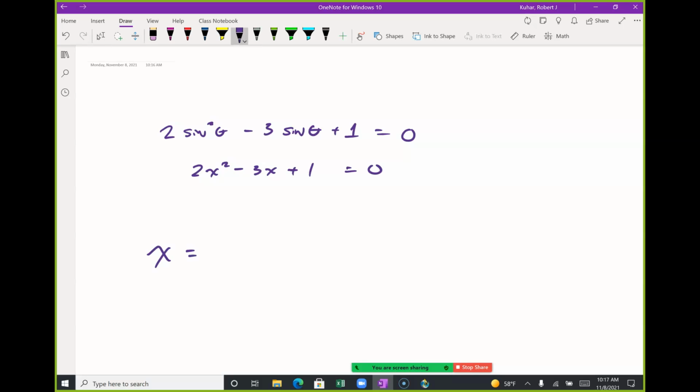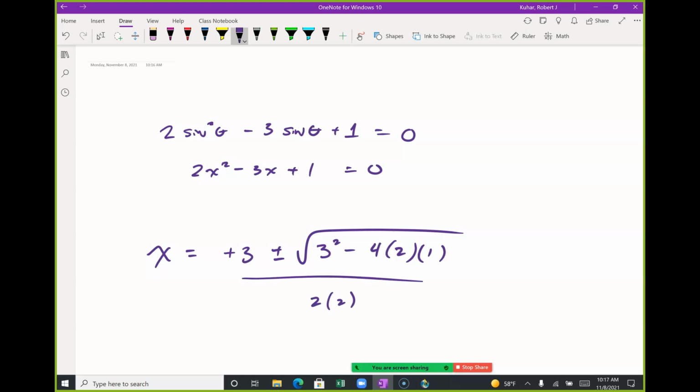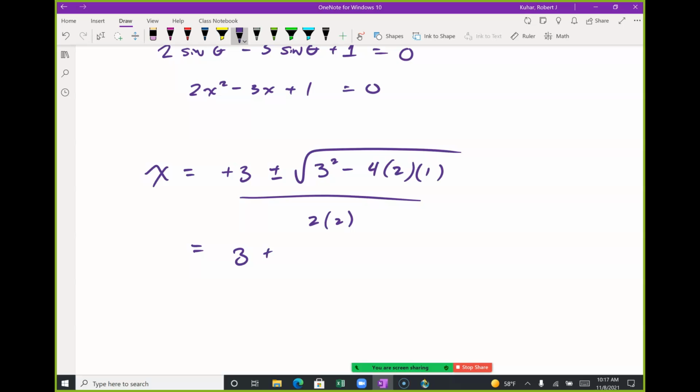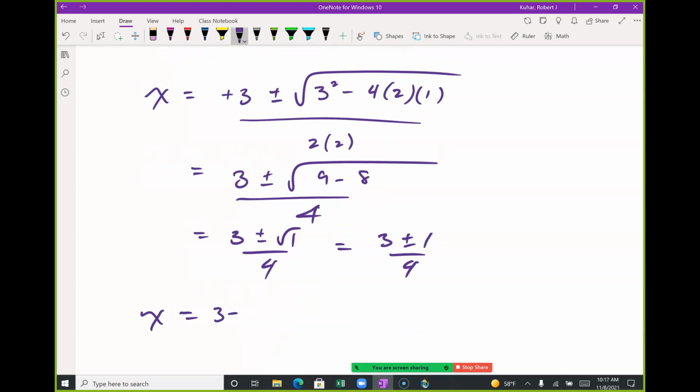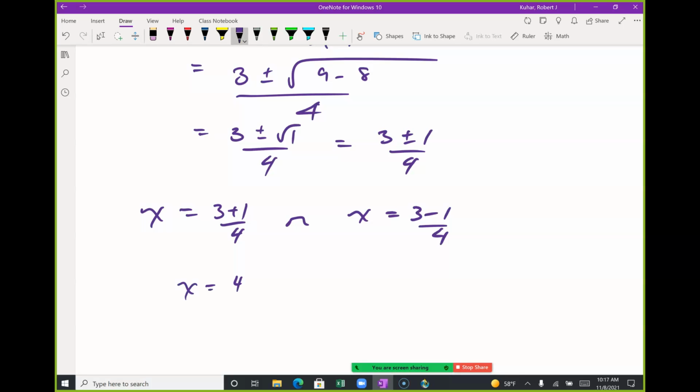So x equals minus b plus or minus the square root of b squared minus 4 times a times c all over 2a. So I get 3 plus or minus the square root of 9 minus 8 all over 4. Nice. 3 plus or minus the square root of 1 over 4. 3 plus or minus 1 all over 4. So I get two answers here. X equals 3 plus 1 over 4, or x equals 3 minus 1 over 4. So I get x equals 4 over 4, or x equals 2 over 4.